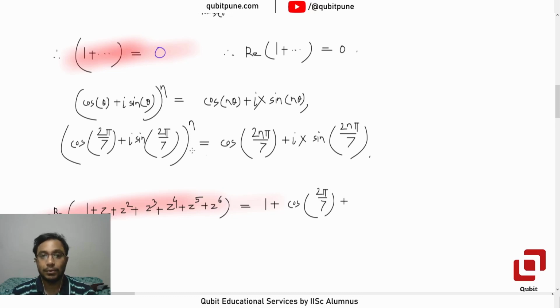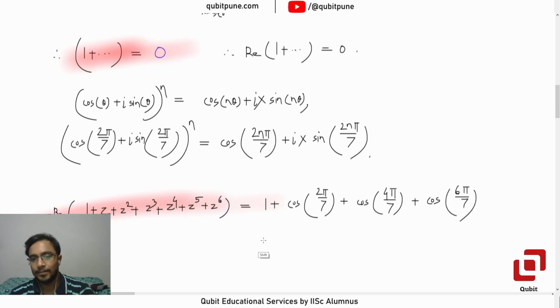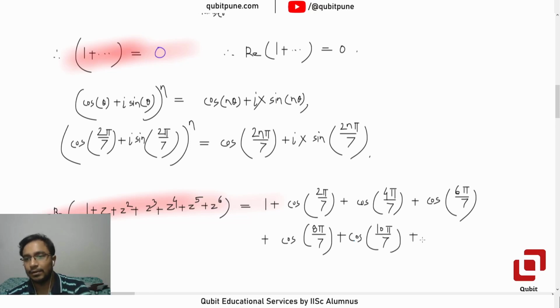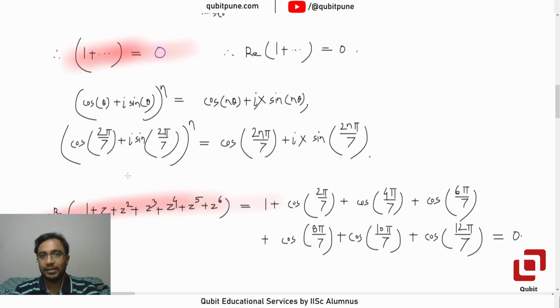Now for z squared, this will be cos of 4 pi by 7. Mind you, we are only considering the real parts. For z cube it will be how much? Cos of 3 into 2 pi by 7, so 6 pi by 7. For z raised to 4 it will be cos of 8 pi by 7. For z raised to 5 it will be cos of 10 pi by 7. And for z raised to 6 it will be cos of 12 pi by 7, and all of this is equal to 0, the total sum, because the real part is 0.